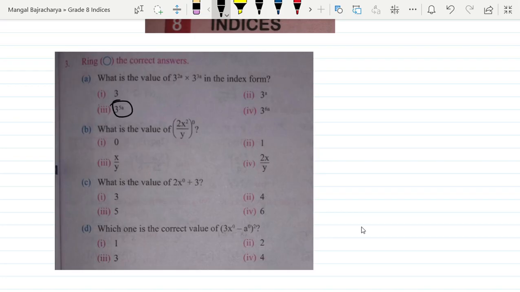And now what is the value of (2x squared by a) whole power 0? So here is whole power 0. So whatever value is inside, in the base, it won't matter. Its value will be 1.